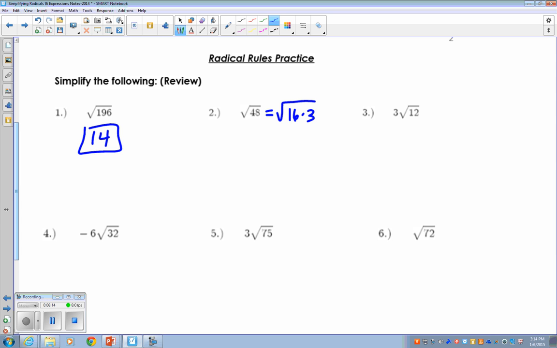16 times 3. So this is what you have to write, because it's not a perfect square. So we're going to use 16 and 3. Yep, 16 is the perfect square, so that comes out. So that's 4 square root of 3. 4 times the square root of 3.